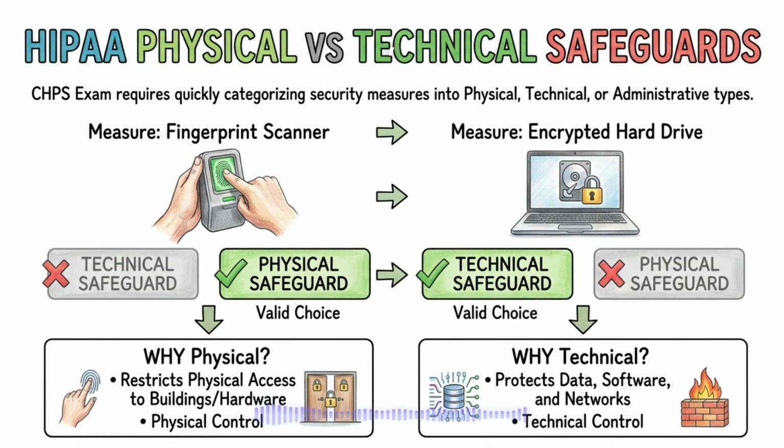Physical safeguards deal with the actual buildings and hardware, while technical safeguards deal with the software and computer networks. For the exam, you must be able to categorize different security measures correctly, knowing instantly whether a fingerprint scanner is a physical control or if an encrypted hard drive is a technical control.